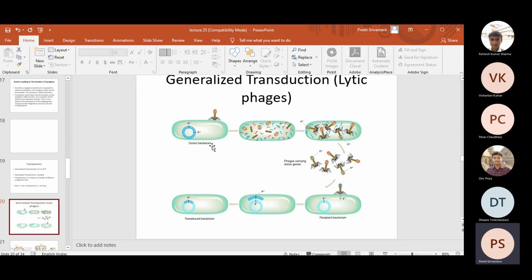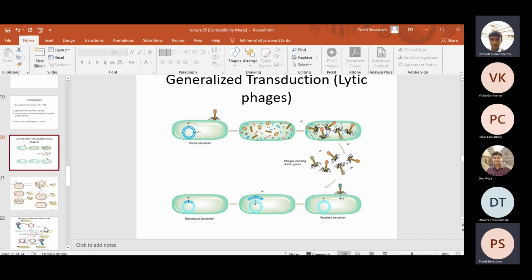What is shown over here is A plus B plus, and the recipient was A minus. As a result of transduction, it became A plus. The technique is called generalized transduction because of its generalized nature. It can transfer almost any DNA of the host into another host. I hope it is clear.